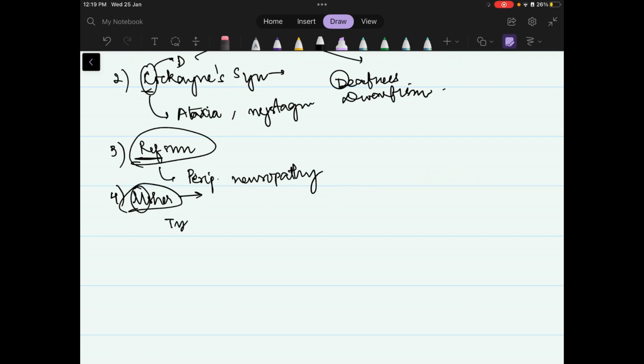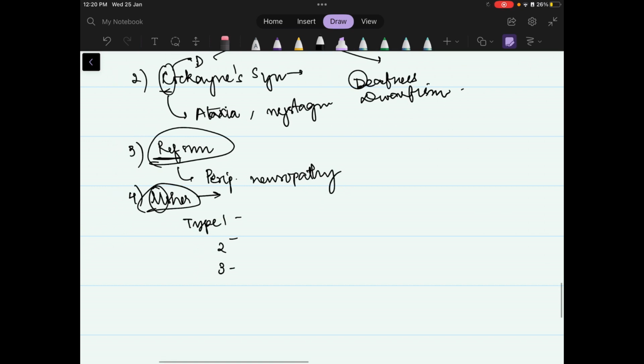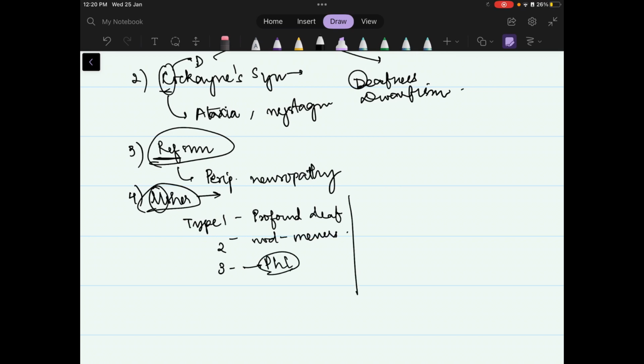So we divide these into three types: type 1, type 2 and type 3. First we'll divide by deafness. So profound deafness, then less than that there will be moderate to severe deafness, and maybe progressive hearing loss is there but not severe. Okay. So first is deafness.